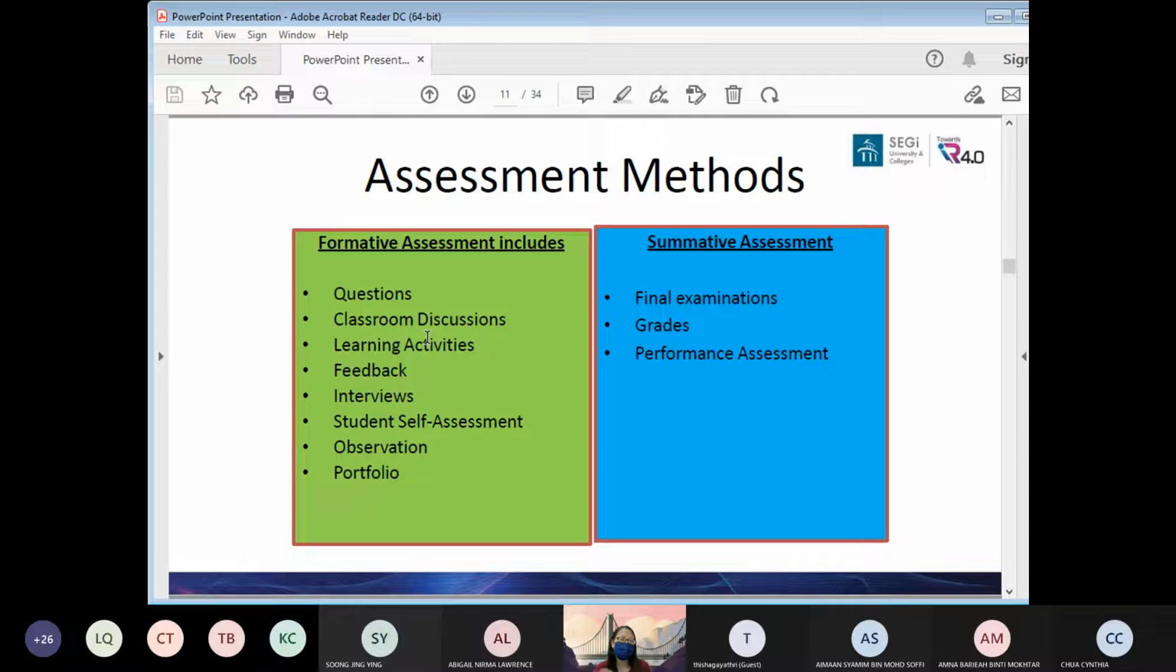So interviews again is asking questions, dialogues. Students can do their own self-assessment also. Oh, how did I do this? Yeah, I did quite okay. Yes, good. Not very good, then you put not very good. So you can do your self-assessment. You observe and then you do your portfolio. These are the elements of formative assessment.